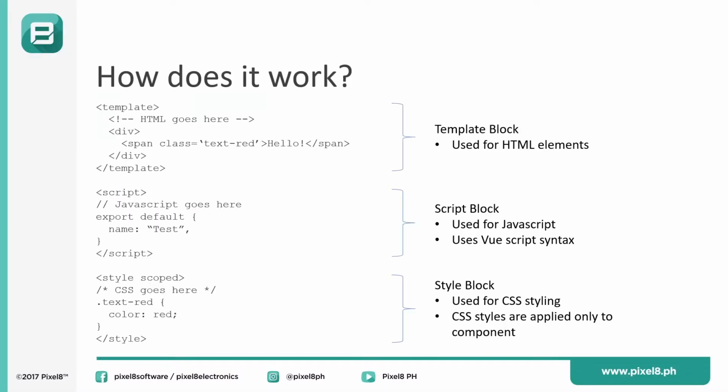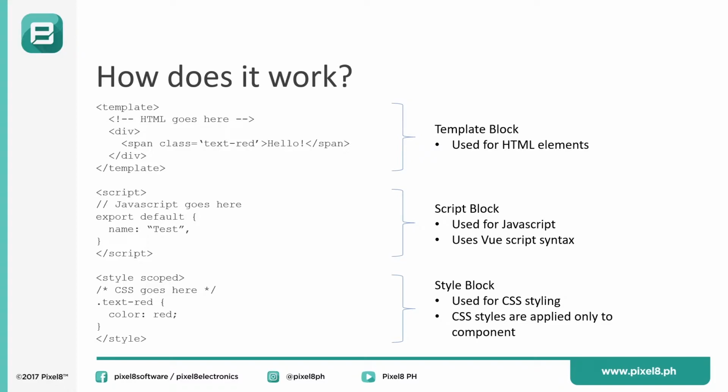So how does it work? Basically, it all boils down to three blocks, like I said: the template block, the script block, and the style block. The template block is used for HTML elements, for example div, span, h1, and so on and so forth. You put all of your HTML elements here. For the script block, it is used for JavaScript, and it also uses the Vue script syntax. For example, you have to create an object which exports the object with the keys name, methods, data, and so on and so forth. But still, it all boils down to JavaScript.